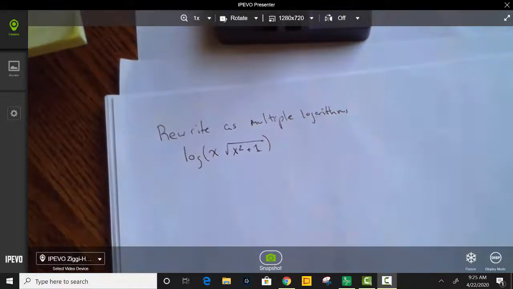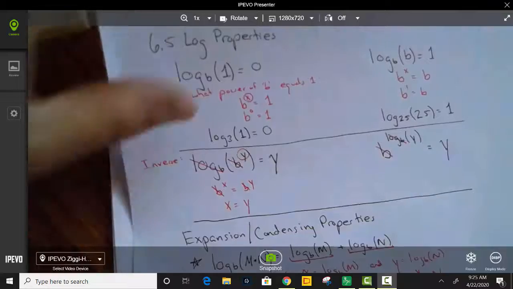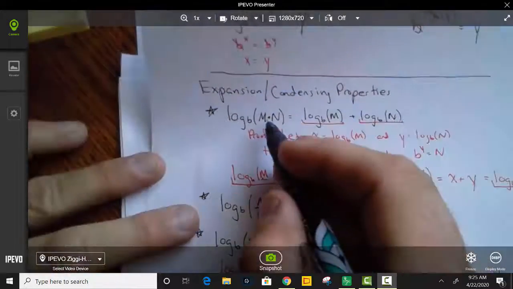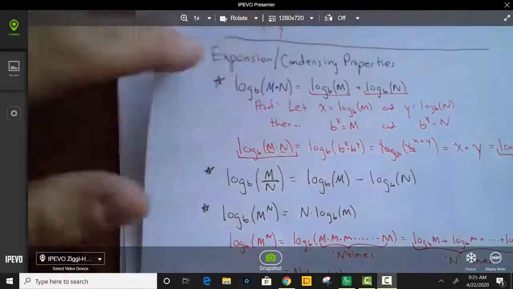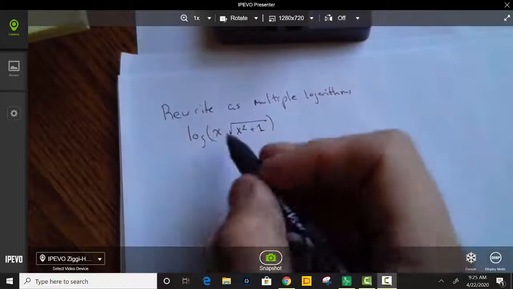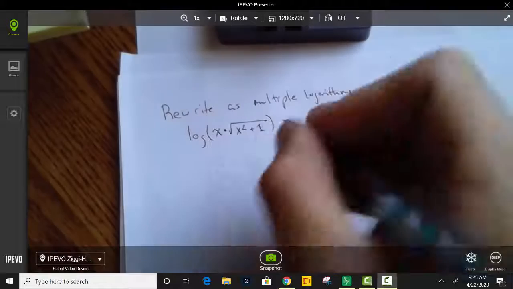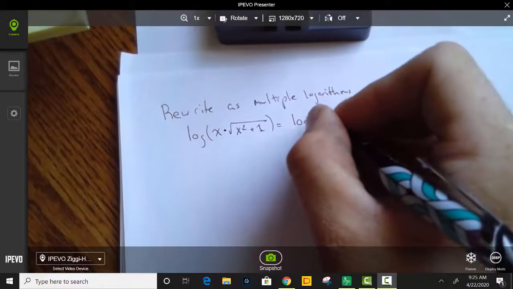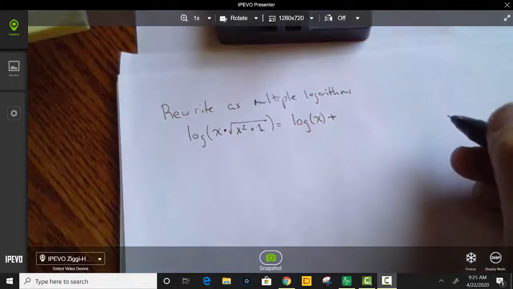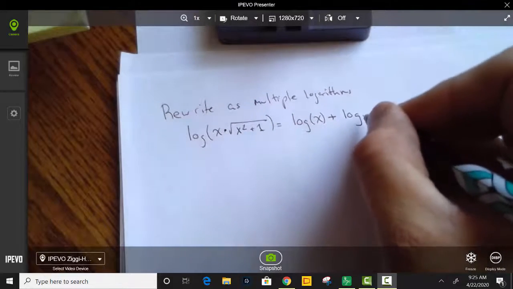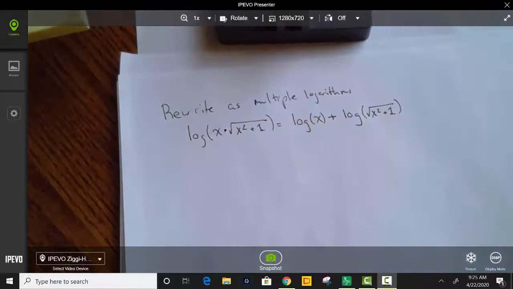Okay, so our properties are: multiplication turns into addition, division turns into subtraction, and powers get brought to the front of the logarithms. Alright, so when we look inside this logarithm, we don't have any division, but we do have a multiplication. So this is going to break up into log of x, and then the multiplication turns into an addition, and then we're going to introduce a secondary log of the square root of x squared plus 1.